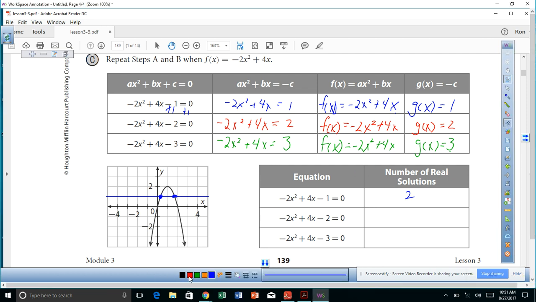Let's graph the second one there. And that is at 2, so we'll graph it right across here. And that has 1 solution, right there. All right, and that happens to be the vertex. And next, let's graph the third one. And that's at 3. As you can see, it does not cross it, so there are 0 solutions.